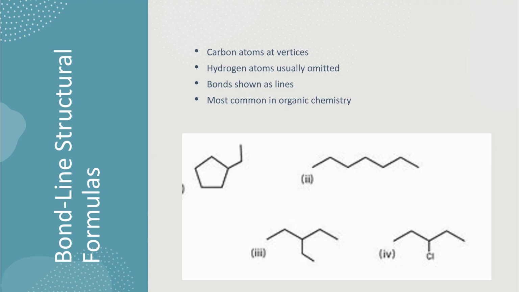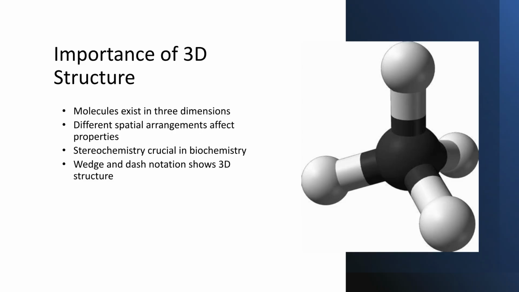Bond-line structural formulas are common in organic chemistry. Carbon atoms are at vertices, hydrogen atoms are often omitted, and bonds are shown as lines. The importance of 3D structure cannot be overstated. Molecules exist in 3 dimensions, and different spatial arrangements affect properties. Wedge and dash notation is used to show this 3D structure.